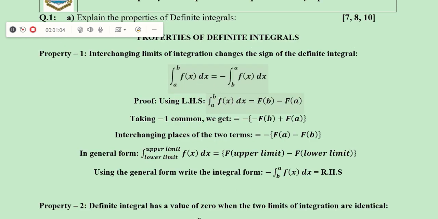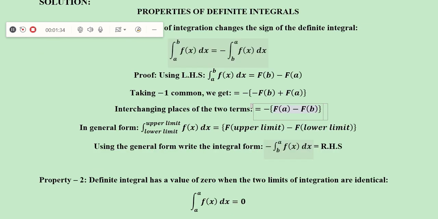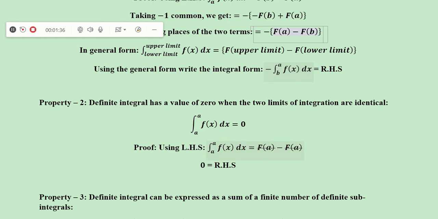This is the left hand side. This is the expansion of the left hand side, and if we take minus as a common factor, it will have reverse signs of these two values, and then we can rewrite them in this way by rearranging them, and we know that this is the kind of expression which can be written like this, where the upper limit and the lower limits are mentioned. There is a negative sign as well. So this is the first property.